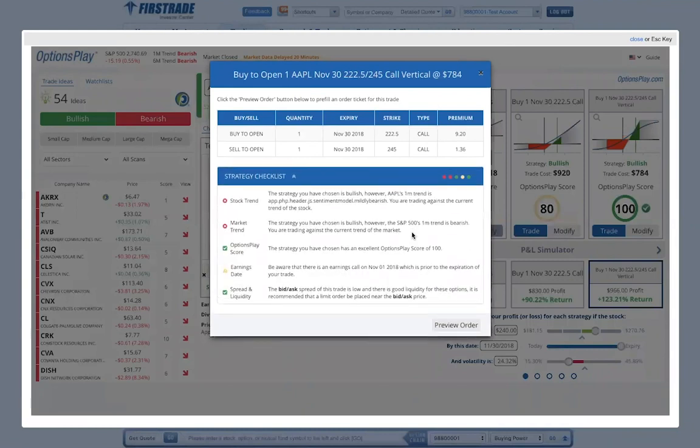We also have a strategy checklist just to make sure you understand the risks that you're trading. Are you trading with the trend in the stock? Are you trading with the trend in the market? How's the options play score? Is there earnings between now and expiration? And lastly, spread and liquidity.